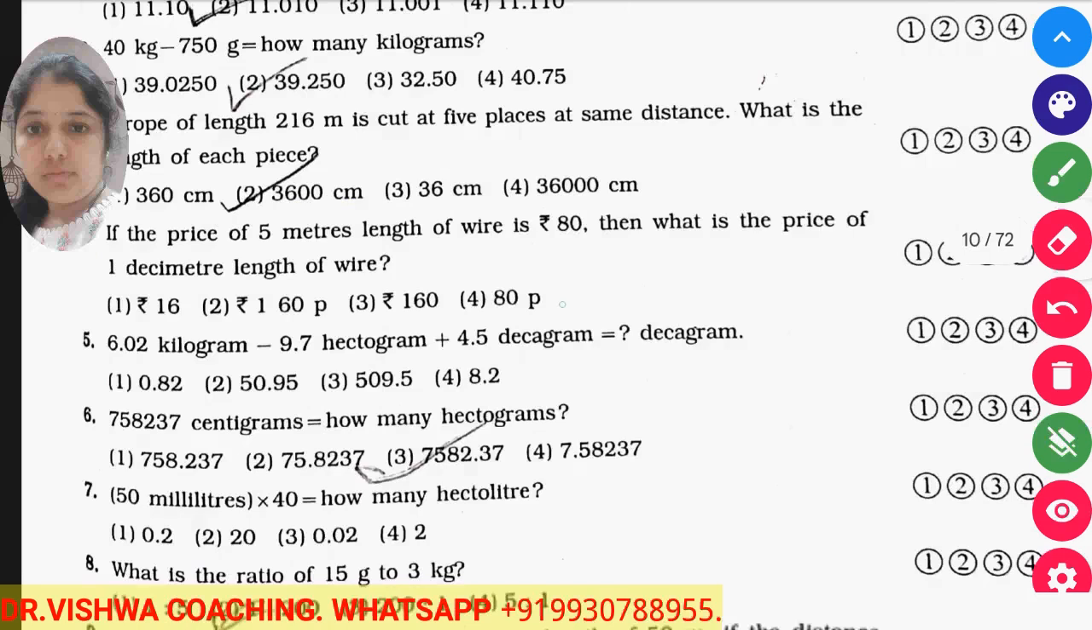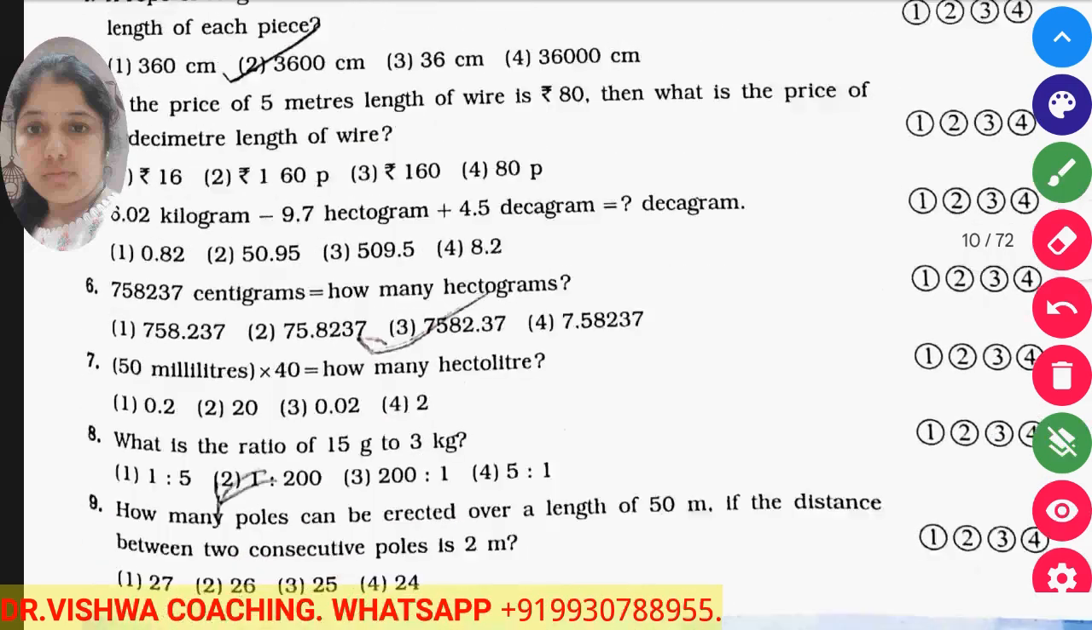Now if the price of 5 meter length of wire is 80 rupees, then what is the price of 1 decimeter length of wire? Now we have to convert meter into decimeter, and then we can calculate the price of the wire. So you all can do it.